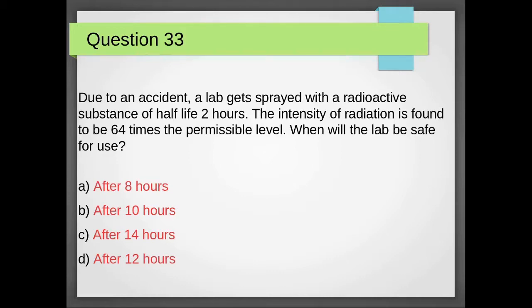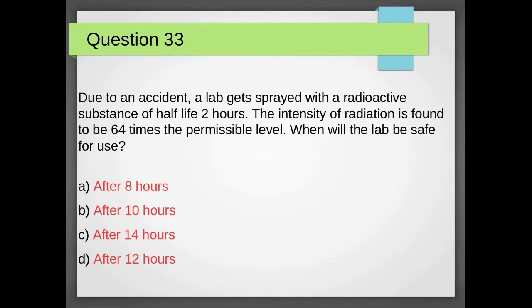Question 33. Due to an accident, a lab gets sprayed with a radioactive substance of half-life 2 hours. The intensity of radiation is found to be 64 times the permissible level. When will the lab be safe for use? So here the concept of half-life is being tested. So every 2 hours the amount of radioactive nuclei in the substance reduces by half.